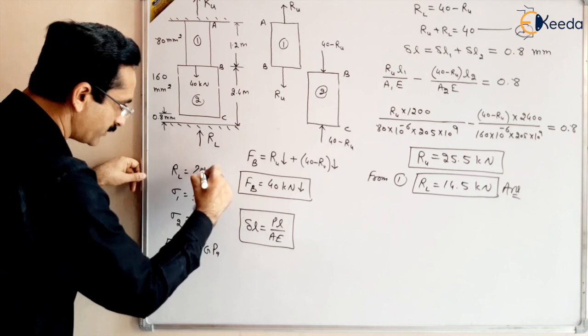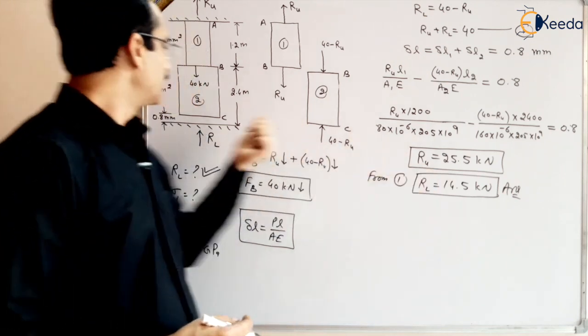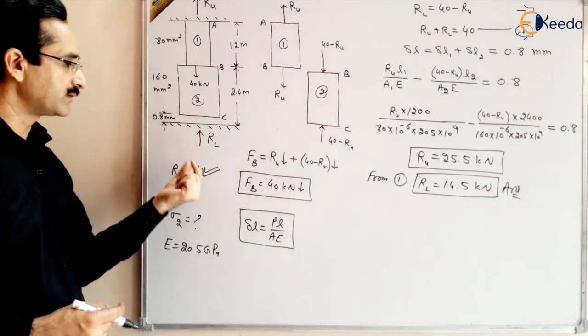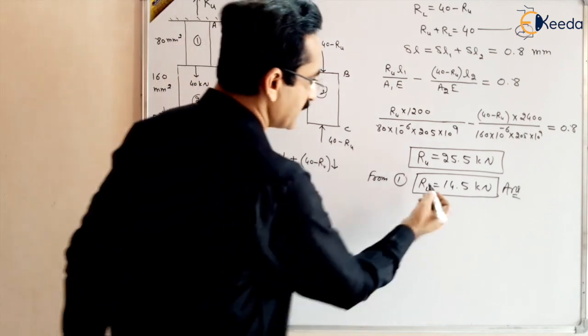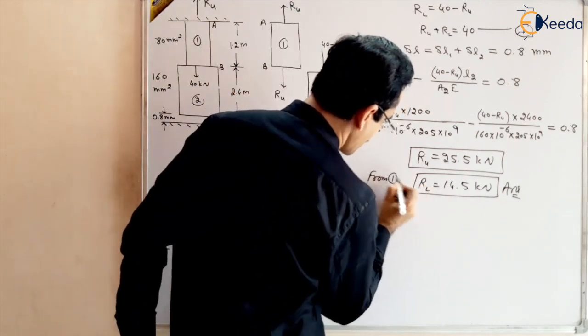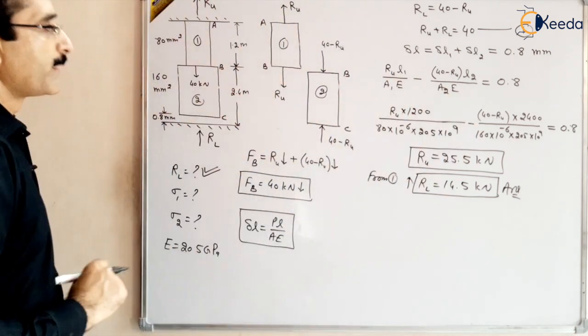So we have found this RL, the reaction at the lower end. It is also positive, so the direction chosen by us was correct, that this is the upward direction, right? RL is upward. The reaction is in the upward direction, so it is correct now.